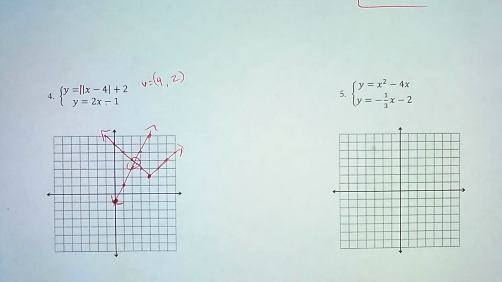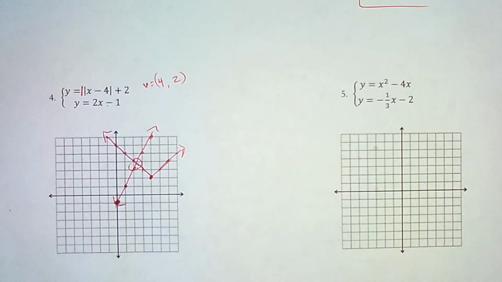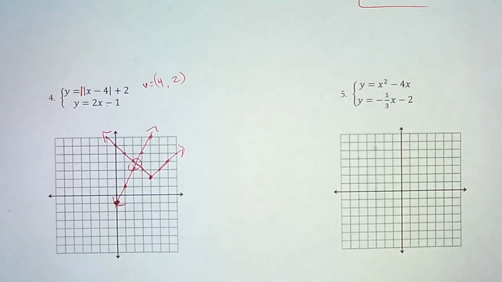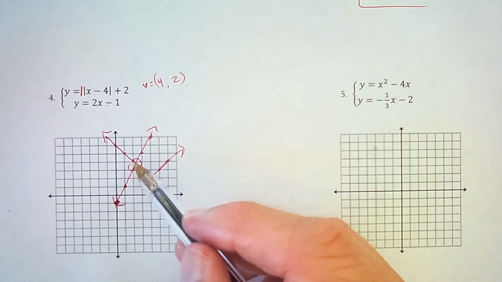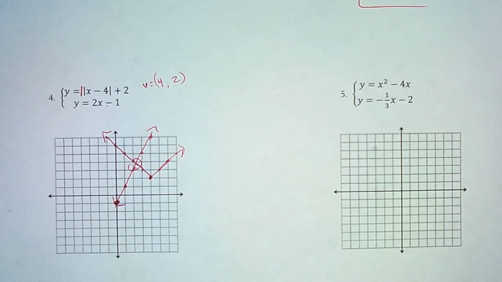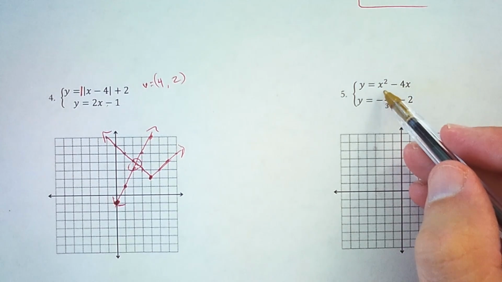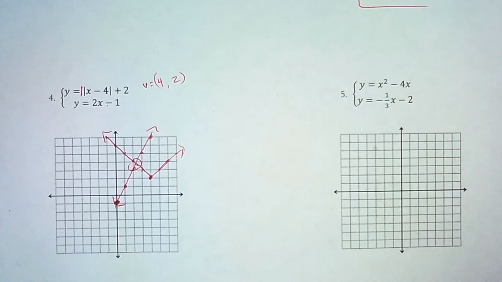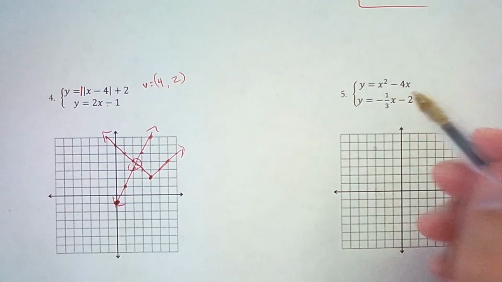If it's not on an integer set of coordinates, it's difficult to know without having a graphing calculator exactly what that intersection is. So there are other ways to do it, but solving by graphing, there's our downfall. So let's go over to number 5, and then we'll come back with a graphing calculator to do number 4.